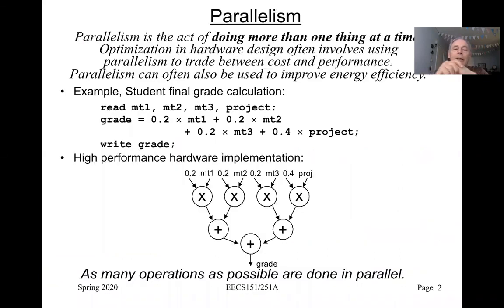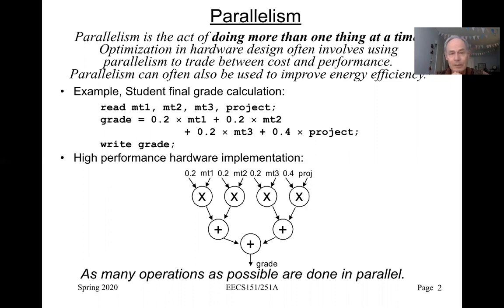Okay, so first, what is parallelism? Well, parallelism is the act of doing more than one thing at a time. As I mentioned just now, optimization in hardware design often involves parallelism to trade off between cost and performance. And also we can often use parallelism to improve energy efficiency. If you remember back to the lecture when we were talking about power and energy, we used parallel operations as a way to improve energy efficiency.